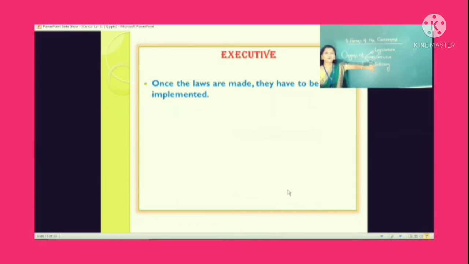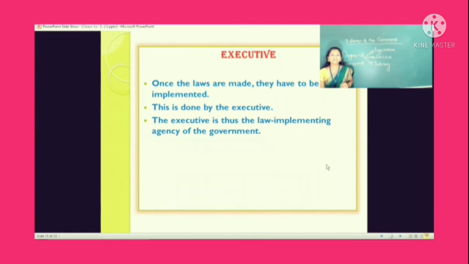The second one, executive, which confirms whether it is executed or not. Whatever law is prepared by the legislature, it is executed or not. Once the laws are made, they have to be implemented. Executive means a process of implementation of the law. This is done by the executives.